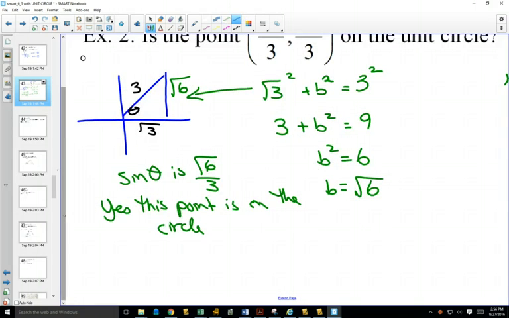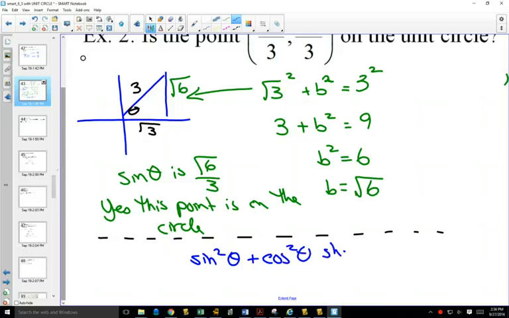Another way that people also like to solve this question, the first time we solved this question, we used the big idea that the x-coordinate was cos, the y-coordinate was sine, and we drew the triangle and found out that it worked. Another big idea that we can use to solve this question is to check if it's on the unit circle, sine squared of theta plus cos squared of theta should equal 1.